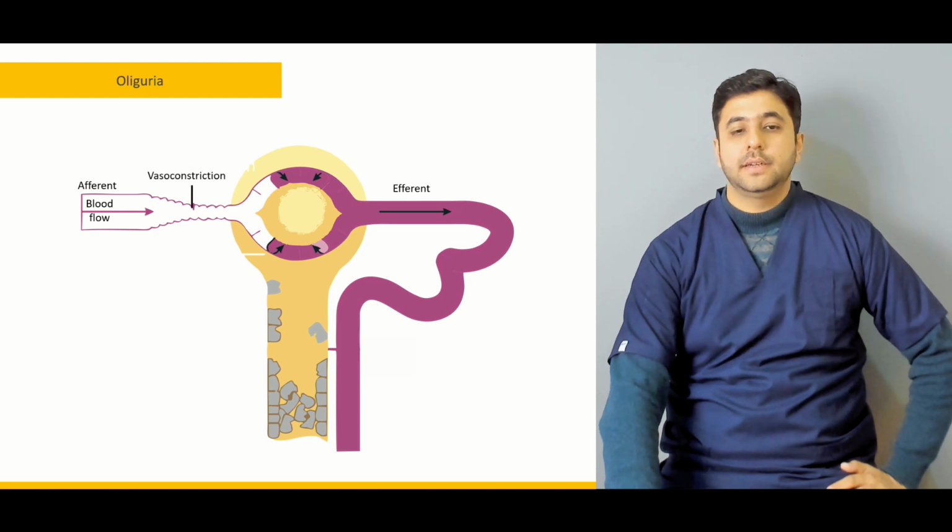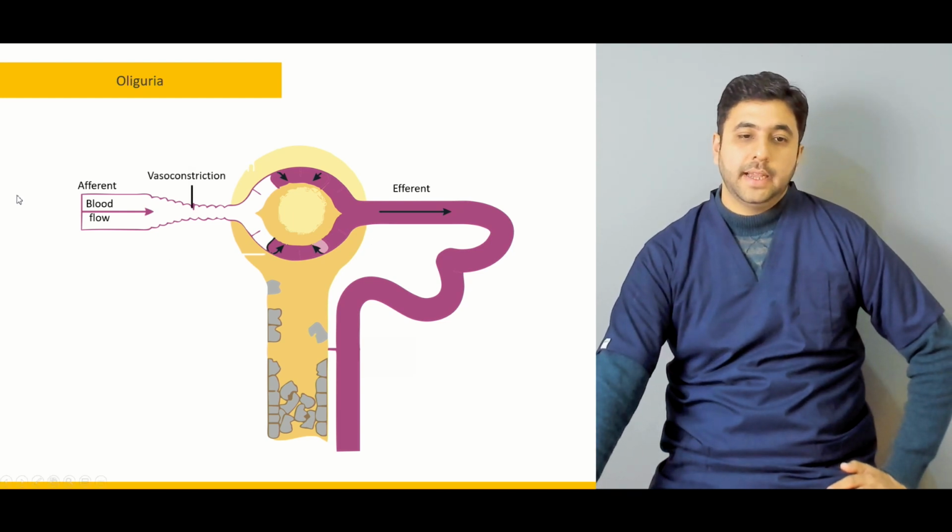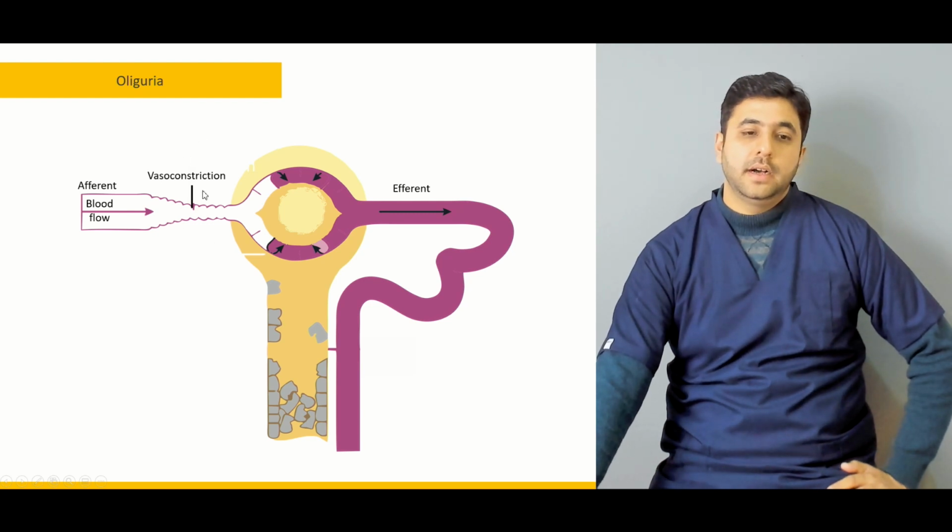Similarly, if there is certain vasoconstriction occurring as a response to the decreased efferent blood flow, for example, angiotensin II production, or if the patient is taking NSAIDs for a long time, then that can constrict the renal efferent arteriole, and that can lead to oliguria.